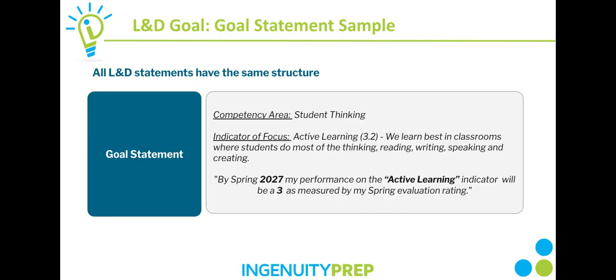Here is that same three-part structure with a sample learning and development goal based on a TSF competency. The competency area is student thinking, the indicator of focus is active learning, and the goal statement follows the standard pattern. By spring 2027, my performance on the active learning indicator will be a 3, as measured by my spring evaluation rating. Unlike performance goals, this is not written as an end-of-year goal. It is anchored to your spring evaluation score.